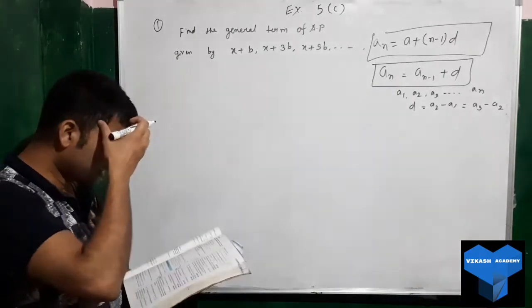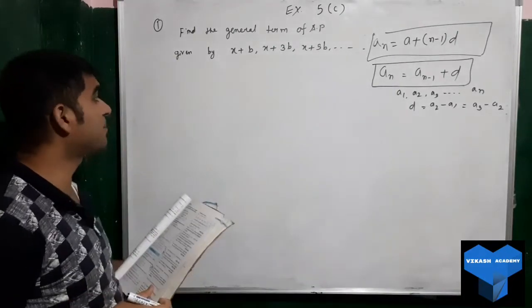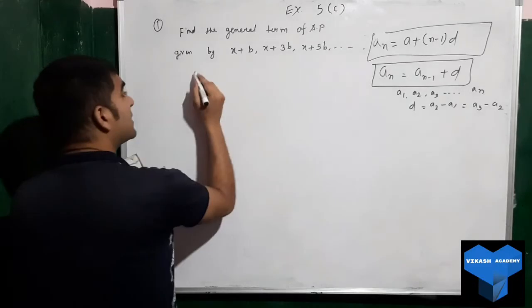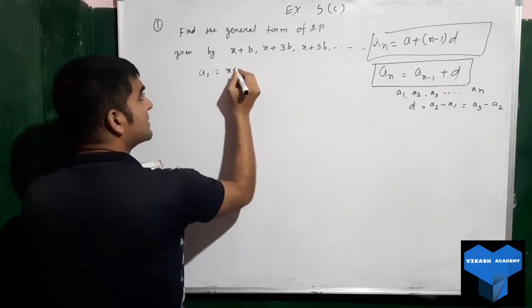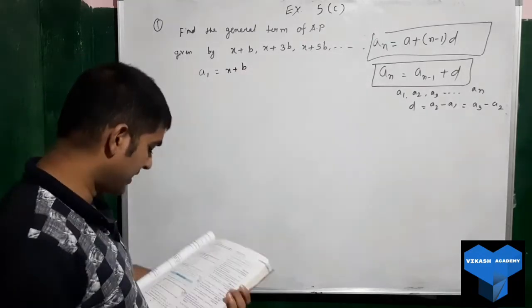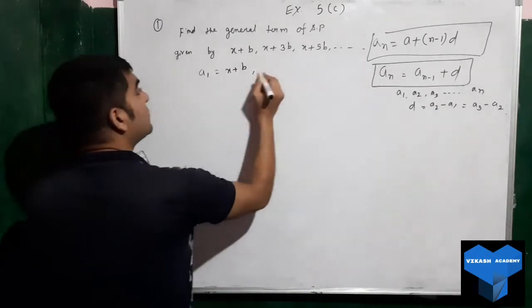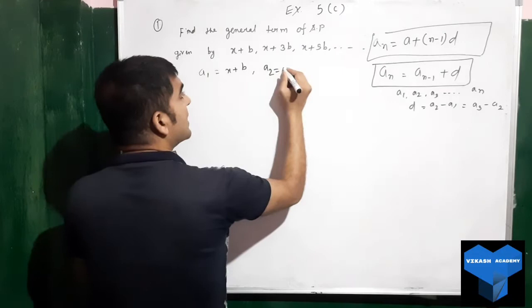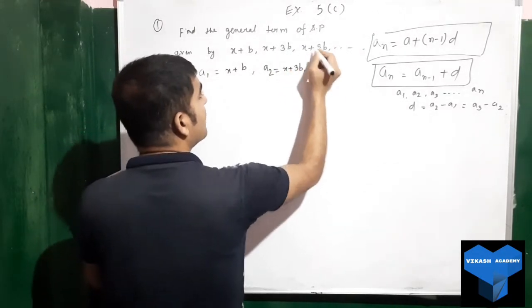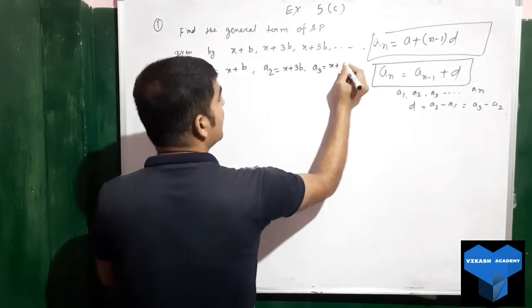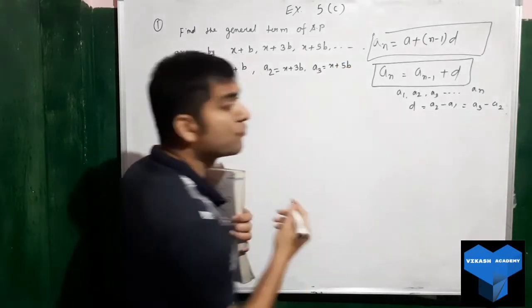What we have to find is the general term. This is the AP, right? So how will we find it? First one we will take: a1 will be x plus b. The next one, a2, we will have x plus 3b. Then a3 we will have x plus 5b. We have to find the general term.